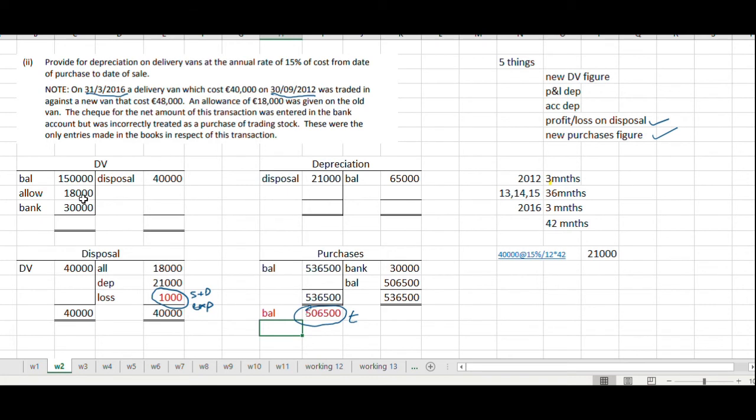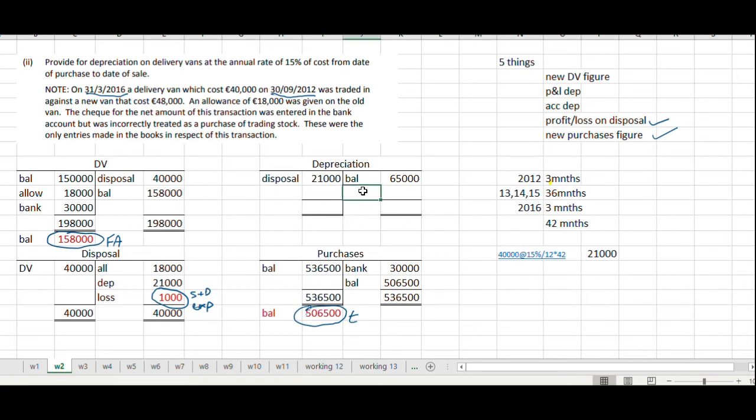Third figure we're able to work out now is the new delivery vans figure. The delivery vans, if we balance this off, add up both sides, we get 198 is the big side. So 198. The balance, therefore, is 158. So the balance of 158,000. I'll just circle it here, that figure there, the 158, is a fixed asset and actual figure for delivery vans.